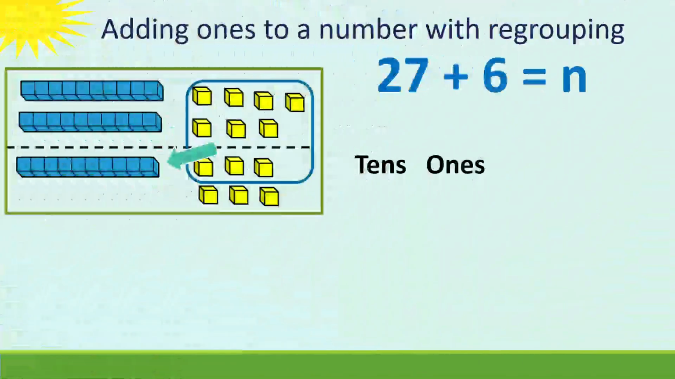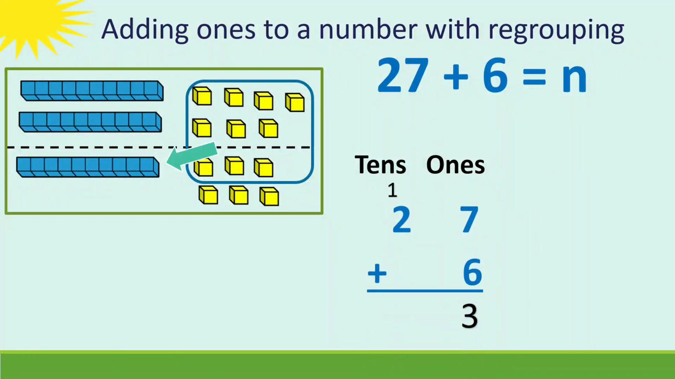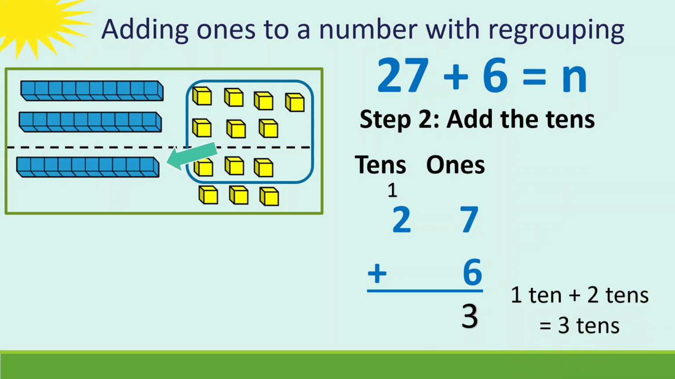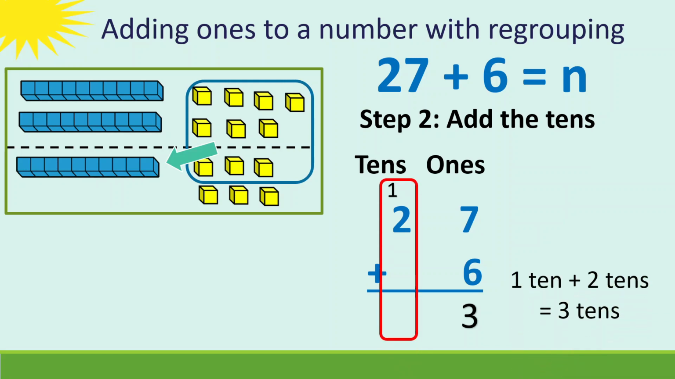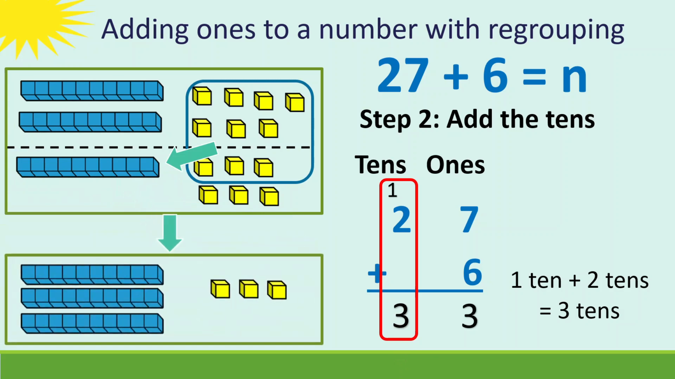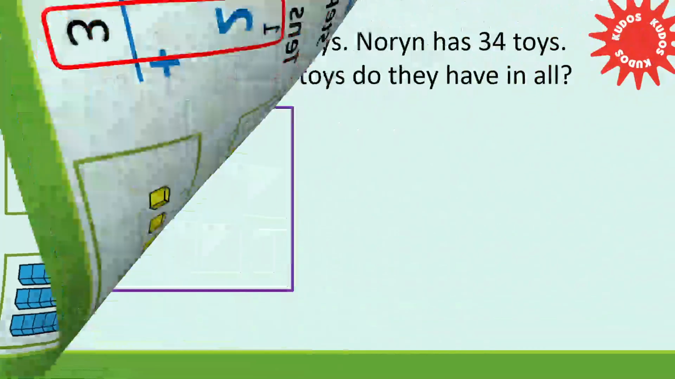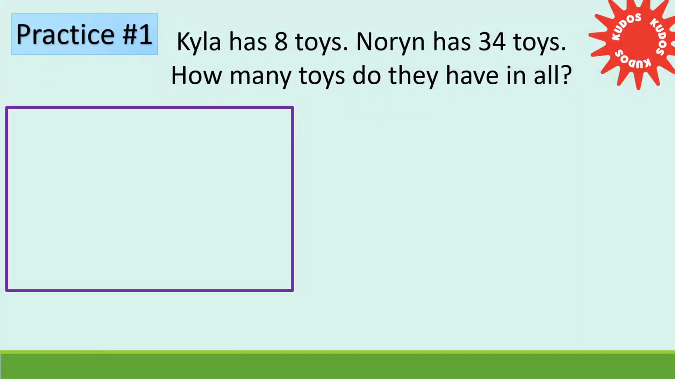Okay, and then the second step is to add the tens. Alright, we add the tens now. We have 1 ten plus 2 tens. That is equal to 3 tens. Very good. Now we have 3 tens and 3 ones. Alright, now let's apply this. Let's try to solve this problem using that technique.